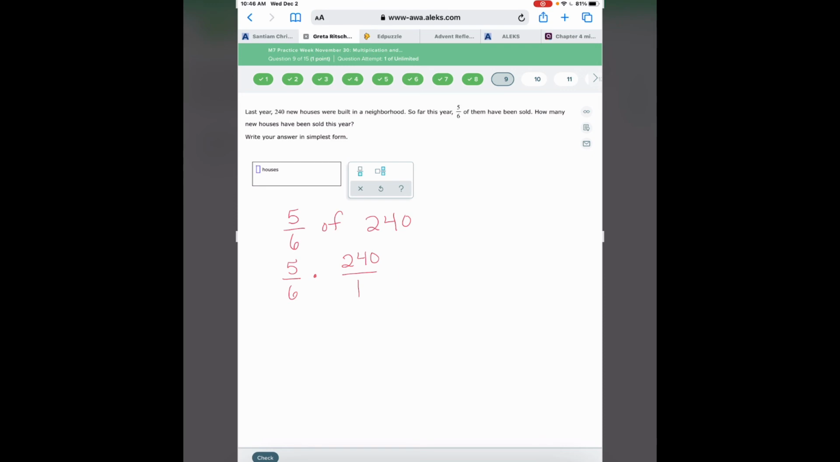I know 6 goes into 24, so 6 will go into 240. 6 times 4 is 24, and I just keep that 0. So I don't have any more things to cancel because I only have 1s on the bottom. 5 times 40 is the same as 5 times 4, which is 20, and then stick that 0 on the end. And then over 1. So the end answer is going to be 200.